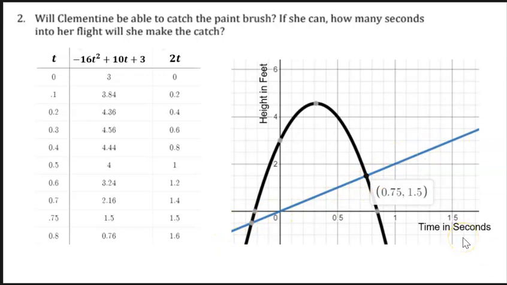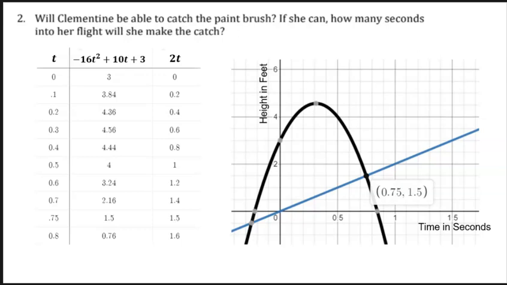On our x-axis, we have time in seconds, and on the y-axis, it's labeled as the height in feet. In the table, the first column is a list of times. The second column gives us the heights of the paintbrush, and the third column lists the heights of Clementine.